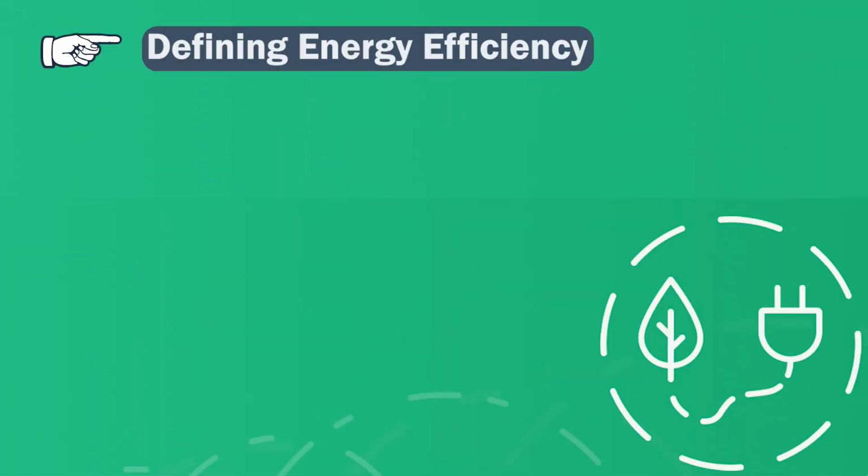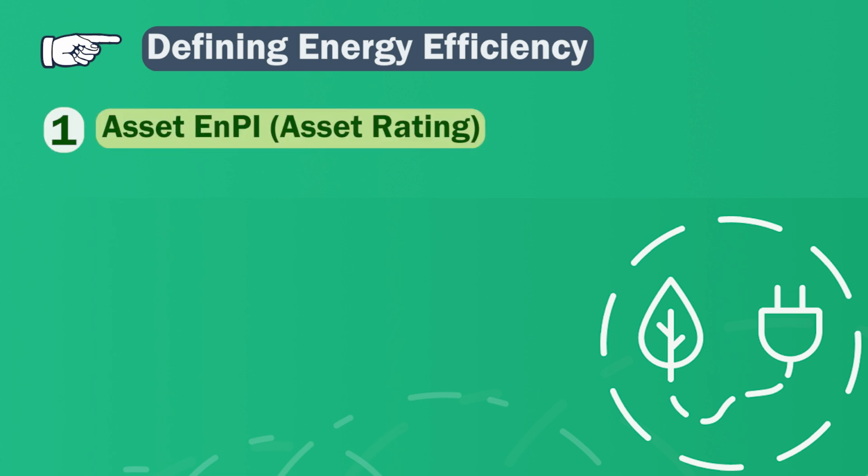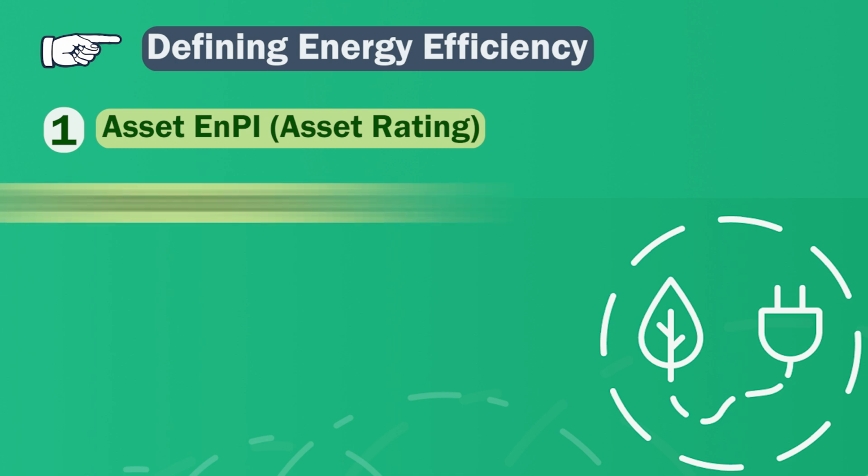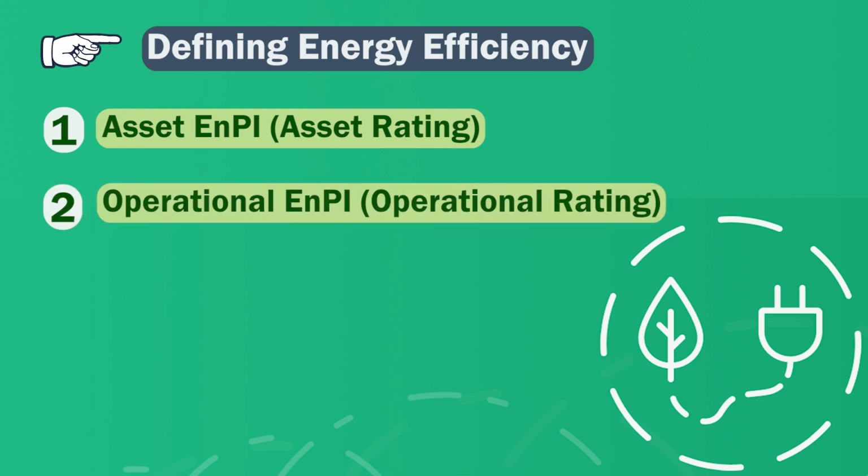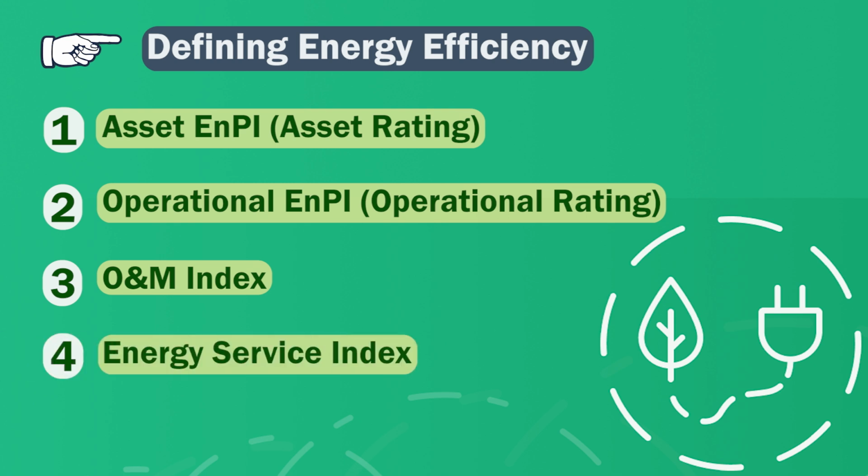Types of EnPIs. There are 4 types of EnPIs. First, asset EnPI or asset rating. Second one is operational EnPI, or we can call it operational rating. Third, O&M index or operation and maintenance index. And the fourth and last one is energy service index. Let us now discuss all these types of EnPIs one by one.